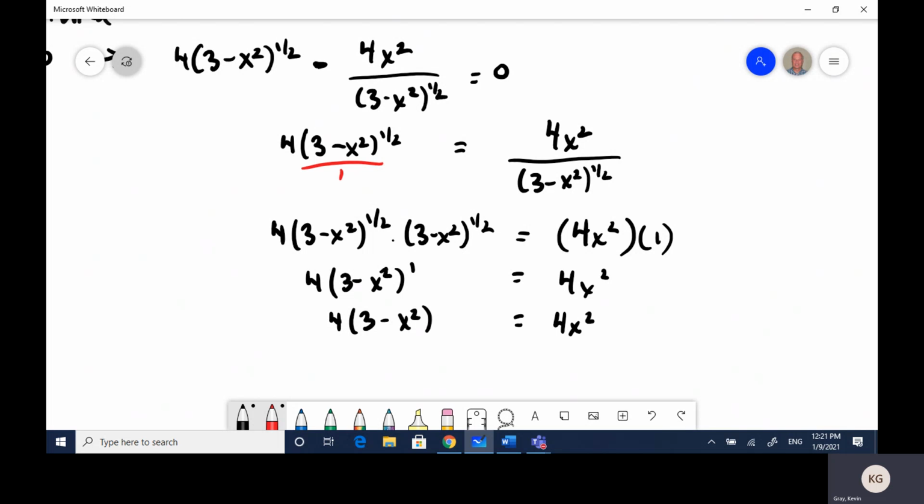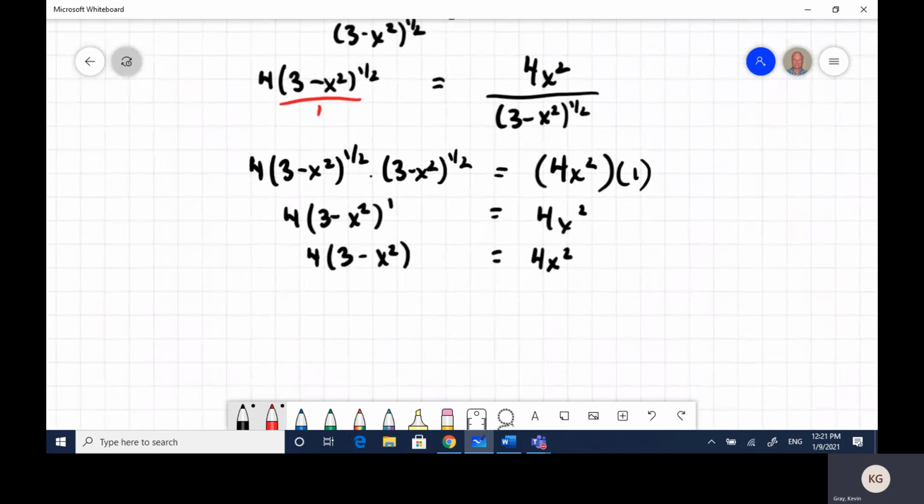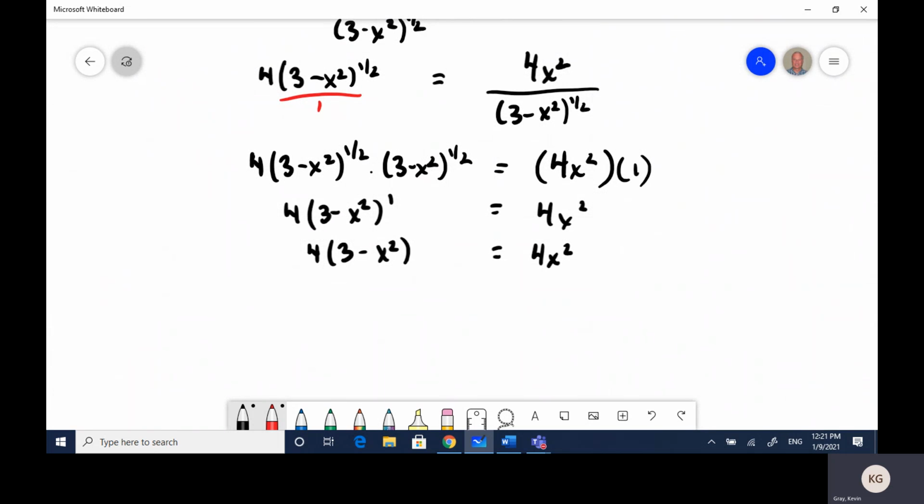Now there are little tricks in grade 12 math that allow us to solve this pretty quickly here. Normally you would just expand this out, and that's fine. You can do that. That's an easy way to go about doing this. Okay, if I expand it out, I'd have 12 minus 4x squared equals 4x squared.